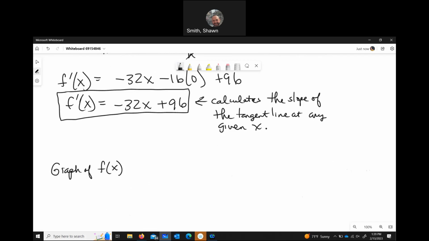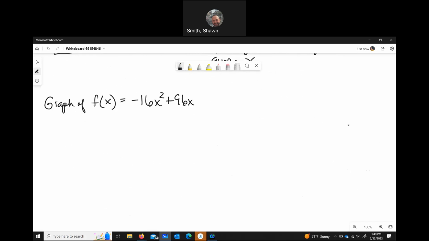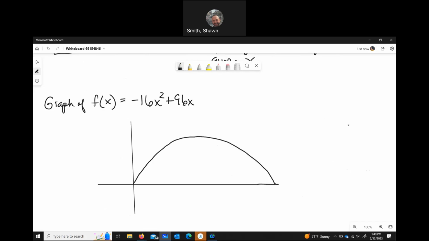So the graph of f of x, which was our original negative 16x squared plus 96x, is quadratic, right? Opening downward because of the negative 16. So a general shape like one of these projectile motion graphs. Think about plus 0, that's your initial height. So we get a parabola looking like this, something like that.